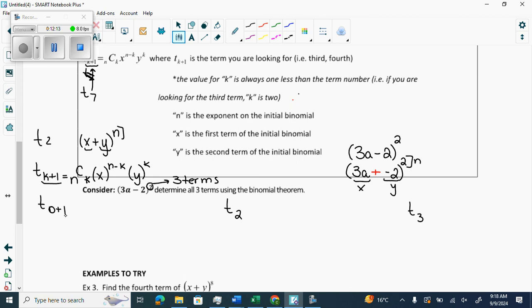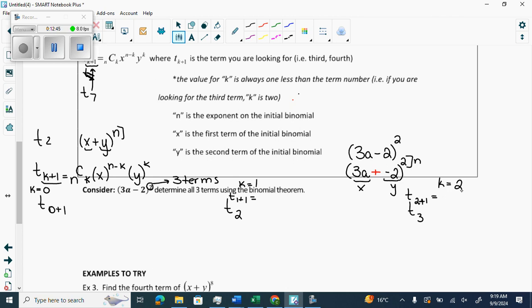So I'm going to go t 0 plus 1. So I know for this one, k is 0, correct? What's k going to be for this one? This one, k is going to equal 1, because I'm going to have to go t 1 plus 1 equals. And this one, k is going to have to be what? 2 plus 1. Get that 3. So my k is 2. So the only thing that changes is k. X, y, and n always stay the same for every single one. All right? Okay.